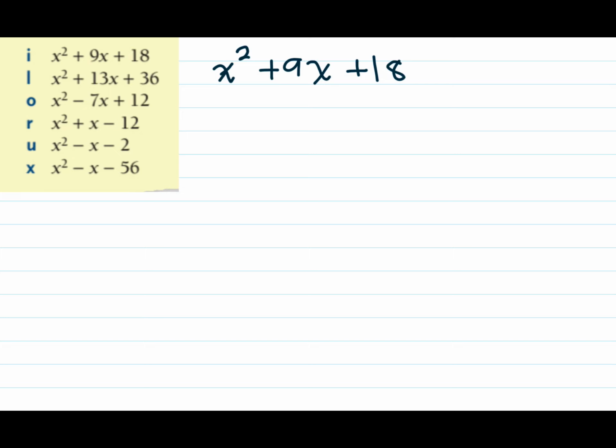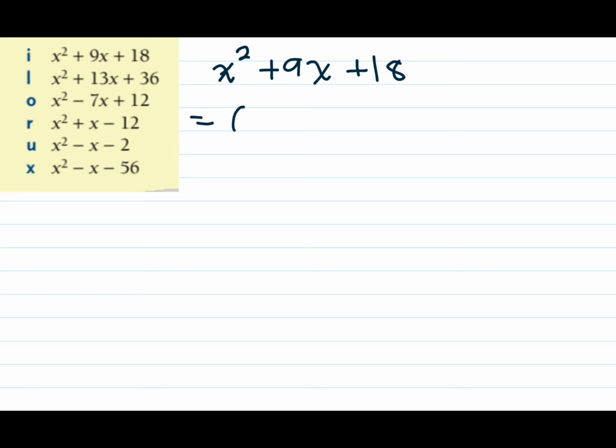So we're going to be looking at some factorization questions. You can pause the video and then try to do them as we go along. These are quadratic expressions that we are factorizing. So if we have a quadratic expression like this one where there's no number in front of the x squared, or the coefficient of x squared is 1, then you can use this method.